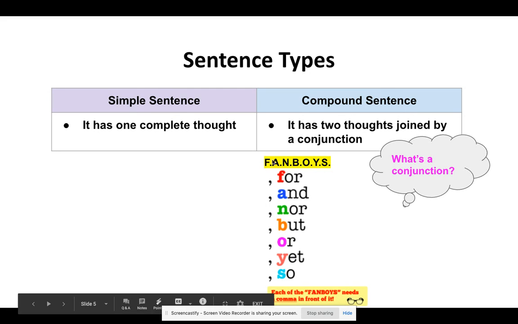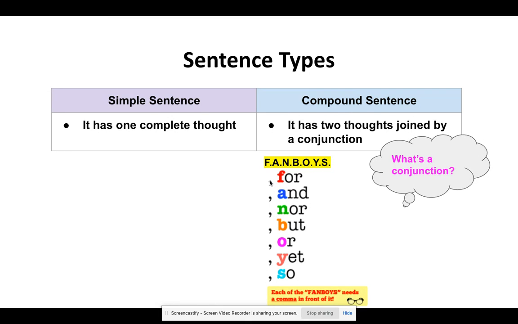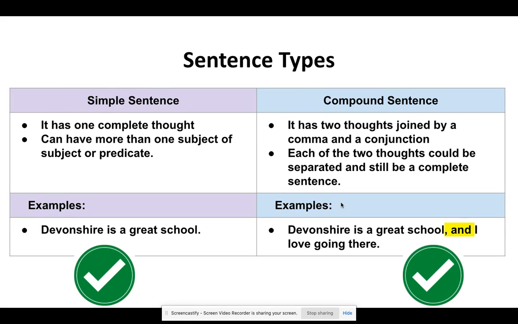Also, each of the FANBOYS, or conjunctions, needs a comma in front of it. So when you're having a compound sentence, before you use one of these words to start your second thought, you have to have a comma before the word. Let's look at some examples.